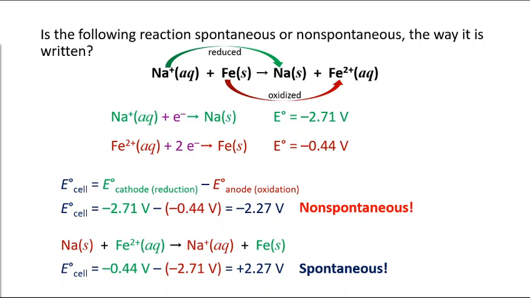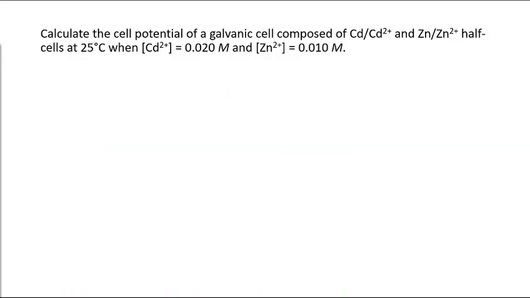And last but not least, let's look at this much more enjoyable reaction problem here. I want you to calculate the cell potential of a galvanic cell composed of cadmium, cadmium 2 plus, and zinc, zinc 2 plus half cells at 25 degrees Celsius. And I give you the concentration of your cadmium 2 plus ions is 0.02 molarity, and the concentration of your zinc 2 plus ions is 0.01 molarity.